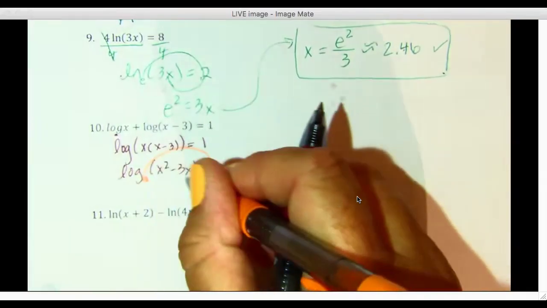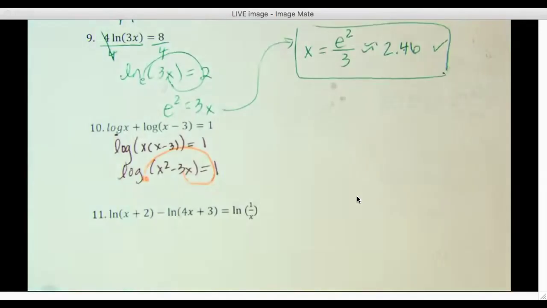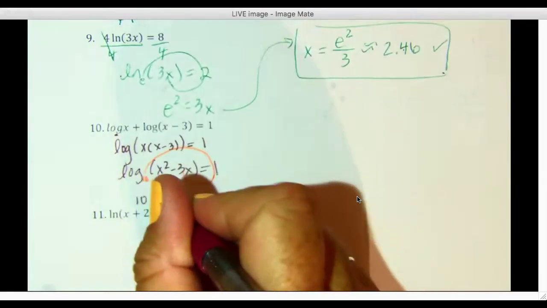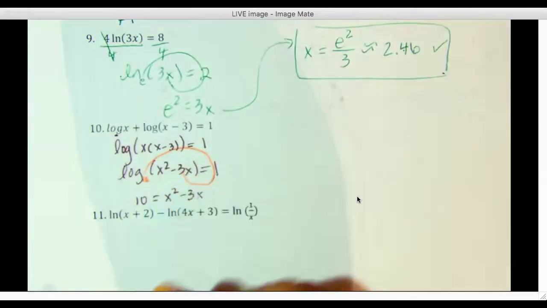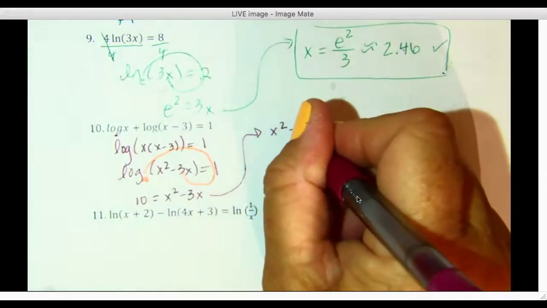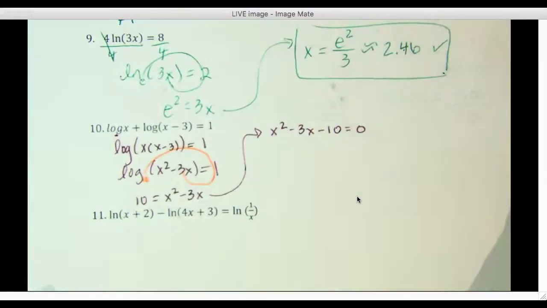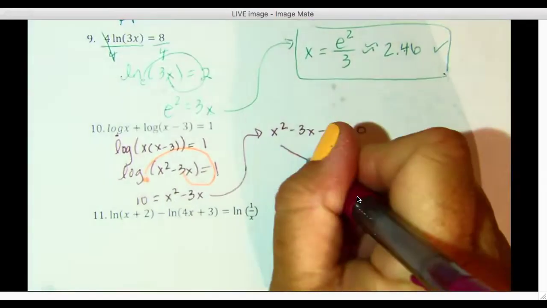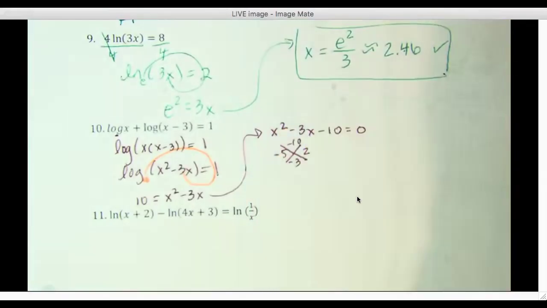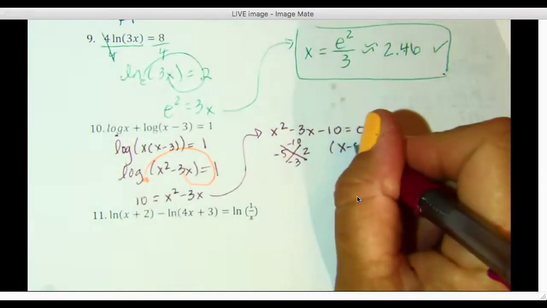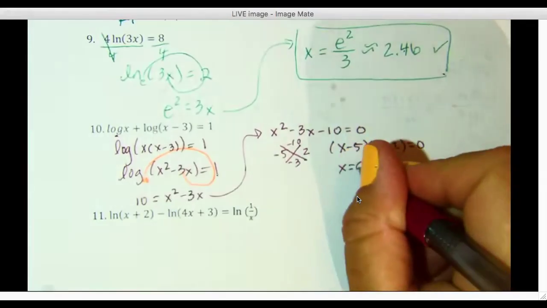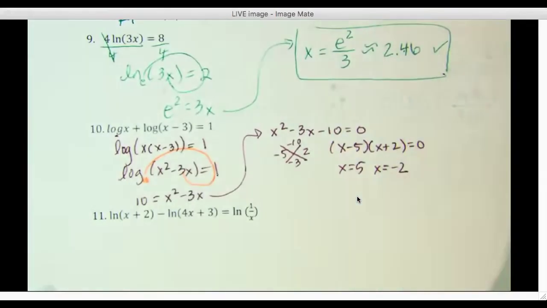So 10 to the power of 1 equals x squared minus 3x. 10 to the power of 1 is just 10, so 10 equals x squared minus 3x. I can set that equal to 0, and I have x squared minus 3x minus 10 equals 0. And that's a quadratic equation that we can solve. Negative 5 and positive 2. And that gives me x minus 5 and x plus 2. And x is equal to 5 and x is equal to negative 2.